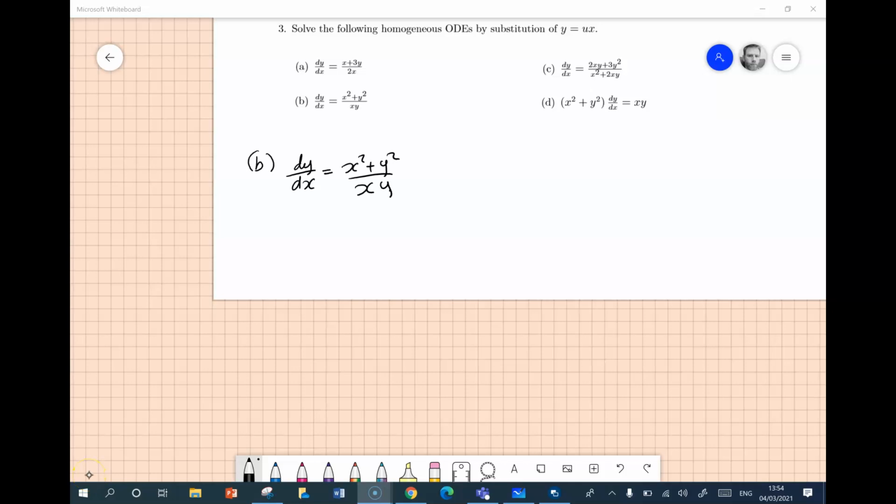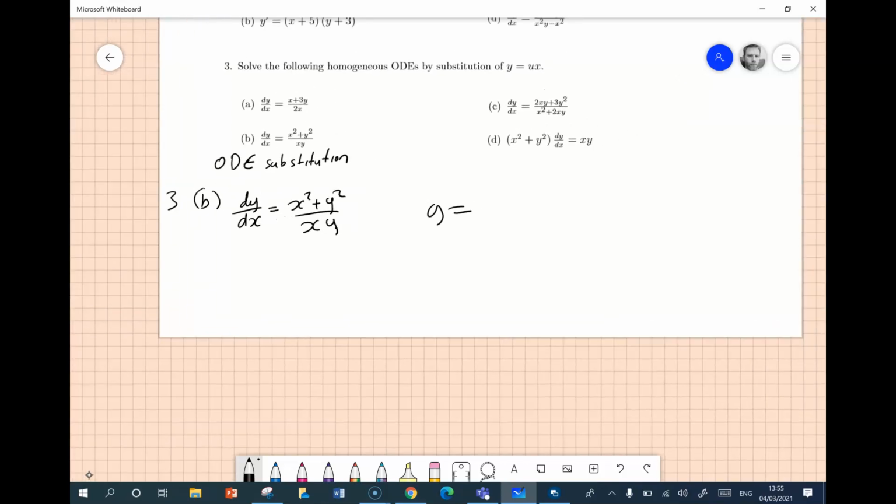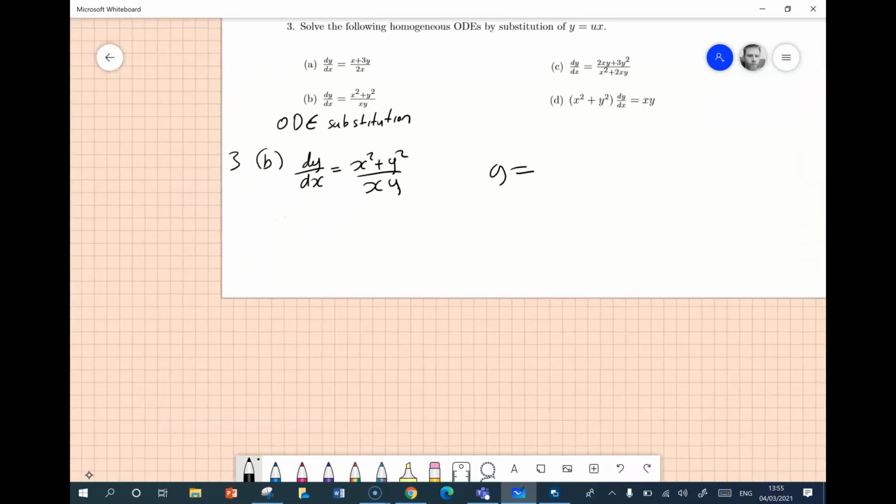Okay, so I've got dy/dx is equal to (x squared plus y squared) over xy. Sorry, this is question 3b, and what we're practicing here is ordinary differential equations and solving through substitution. I want to end up with y equals something, so I integrate both sides, but I have a problem because when I try to integrate the right-hand side, I've got x's mixed with y's, so that's not going to happen.